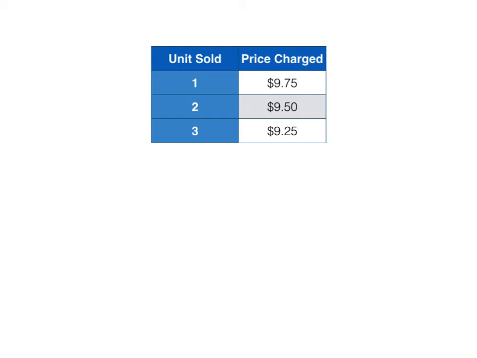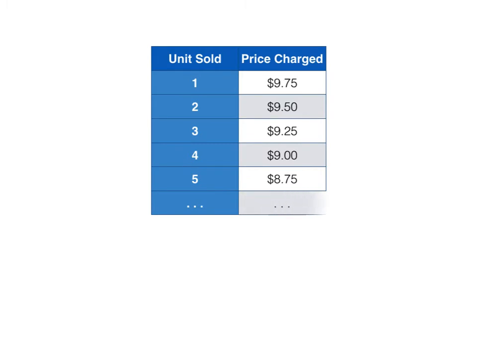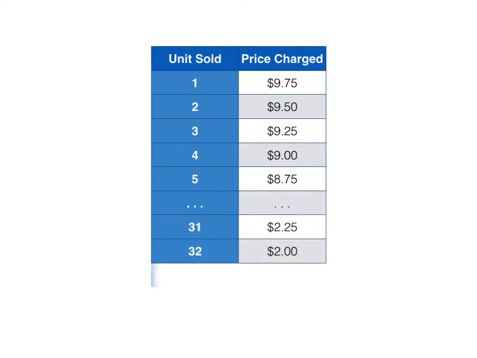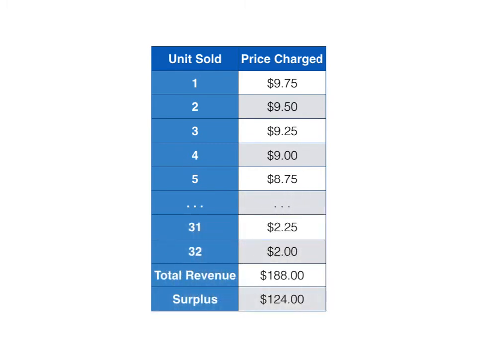The second values at $9.50, they pay $9.50. The third values at $9.25, and so on. And we do this all the way down the line, and we can see that the firm is able to extract all of the surplus, anything above $2, and their total revenue is $188, which was more than the surplus if it only could charge one price.